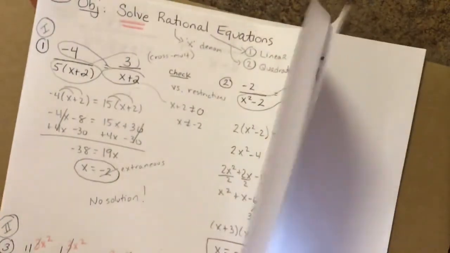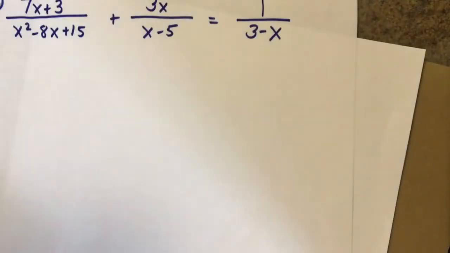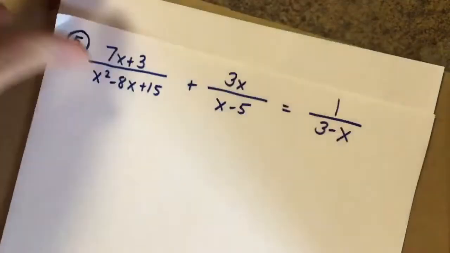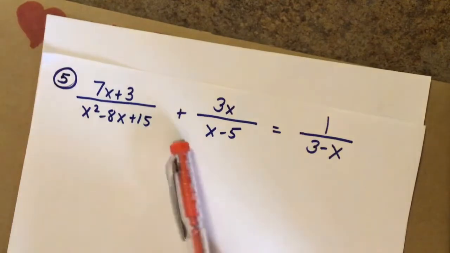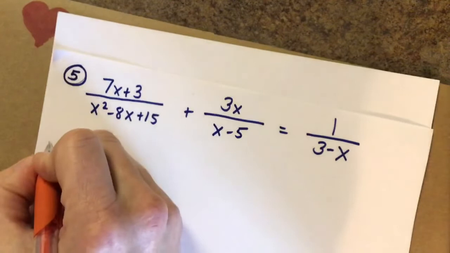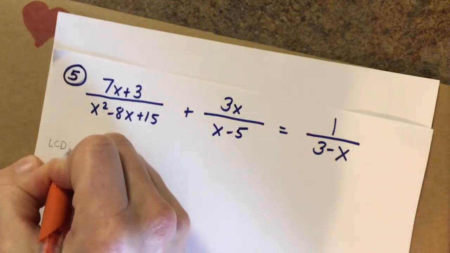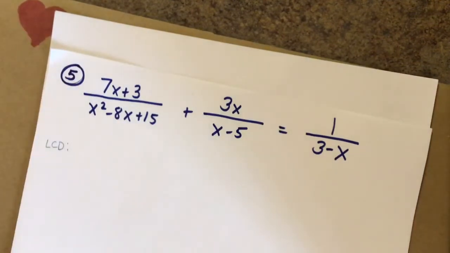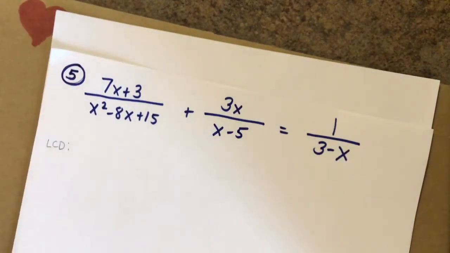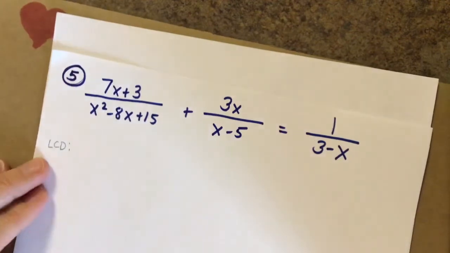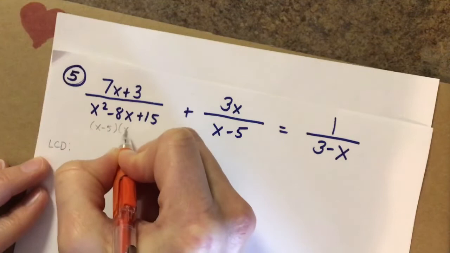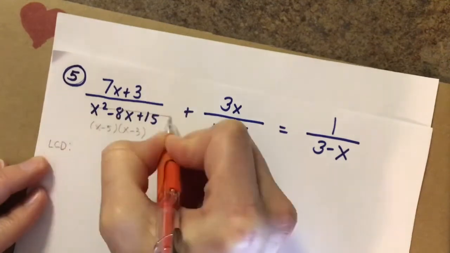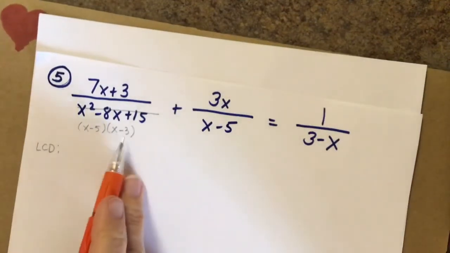All right. Number 5. We're going to do 2 more. Okay. This one looks a little bit longer and has a plus. So I need an LCD. But also, I need to do some factoring in the denominator. Okay. So how do I factor 15 to add up to negative 8? That is negative 5 and negative 3. Okay. So I factored. I have x minus 5, x minus 3.